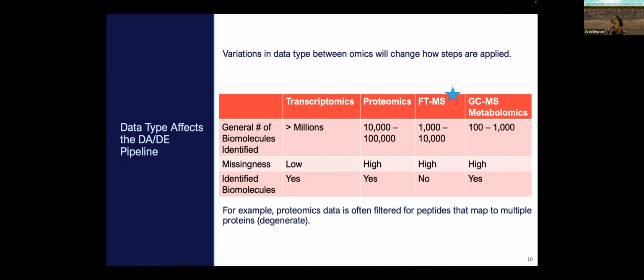And then at the very end of the magnitude of size, we've got GCMS metabolomics. We're talking 100 to 1,000 metabolites identified. There's still high missingness, but we do end up with biomolecules. So here's just kind of all the things you need to think about when you go to do a differential abundance or differential expression pipeline, and how it's variable depending on which type of omics or if you're using FTMS.